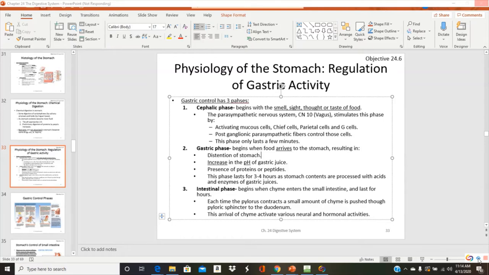do it. The cephalic phase, guys, it does begin in the brain. So what's happening is if I smell food, I see food, I think about food, I get a little taste of food, then I'm going to start having my vagus nerve, parasympathetic vagus, activate my mucus cells, my chief cells, my parietal cells, my G cells, and all the postganglionic fibers that are controlling this. Now it only lasts for a few minutes. This is very important: the cephalic phase is the phase that advertisers and stores love to try to take advantage of.